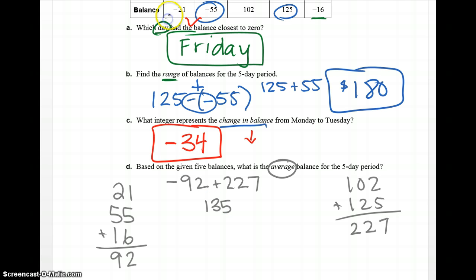Now I have 5 days I'm looking at. So that 135 should be divided by 5 days, which here will be 27. So based on the given 5 balances, what's the average balance of the 5-day period? It would be $27. Remember to label.